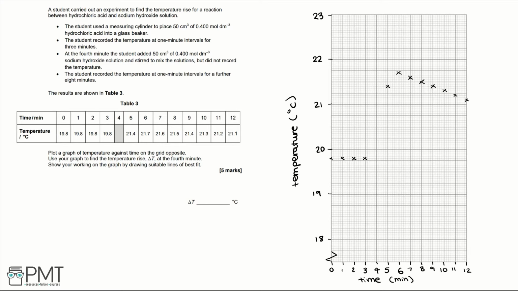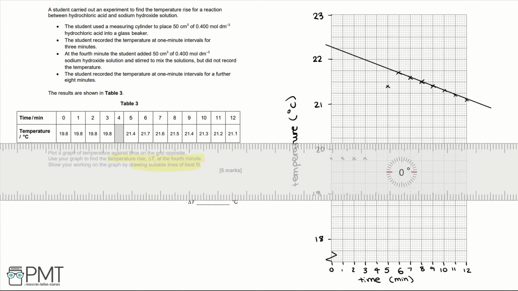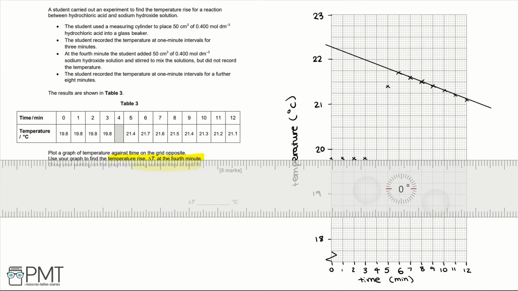So now we need to tackle the question. We've already plotted a graph of temperature against time, and now we need to find the temperature rise at the 4th minute by drawing suitable lines of best fit. So we have to draw 2 lines of best fit in this question. Our first line of best fit is going to be here, and then our second line of best fit will just be a straight line through 19.8 degrees Celsius.